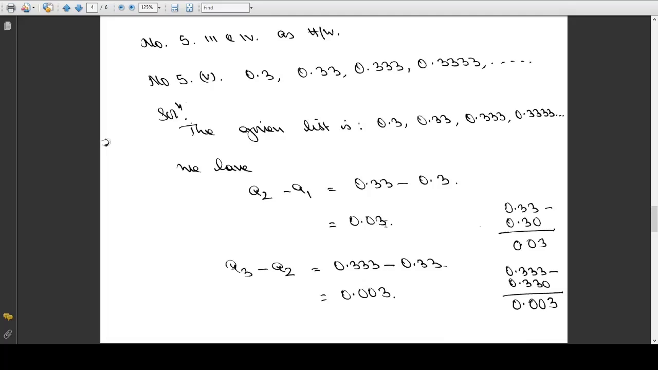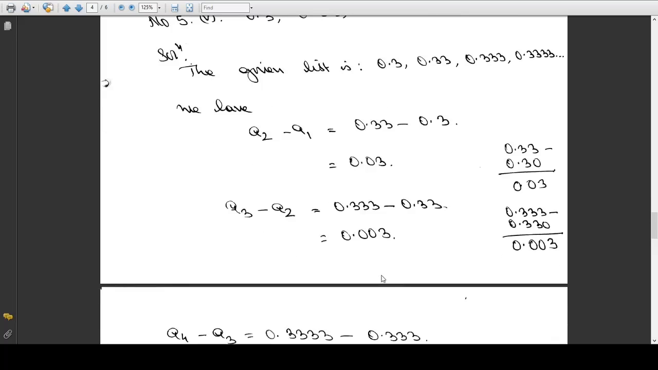No, we are not getting the same, because here it is 0.03, here it is 0.003. Definitely it is not an AP. Whether you check with the third or the fourth minus the second, it makes no difference. Once you check the second minus the first, and the third minus the second, if you find that the difference between these two is not the same, then you can say that this list of numbers is not in AP.